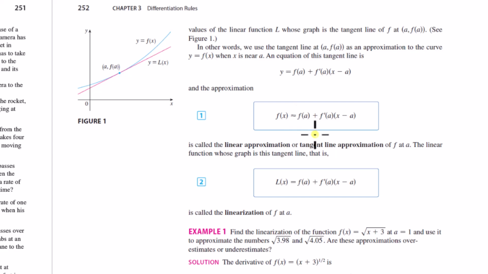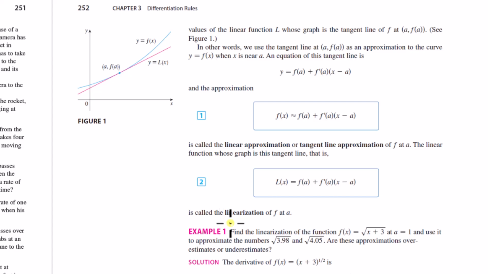If you've got a function that's hard to deal with, or just some complicated real life situation, and you can get a linear approximation or a polynomial approximation, right? Polynomials and linear equations are easy to work with. That's really useful. So this is the linear approximation, or the tangent line approximation of f at a. The linear function whose graph is this tangent line. So it's this L of x, right? This linear approximation is equal to the function for that tangent line.